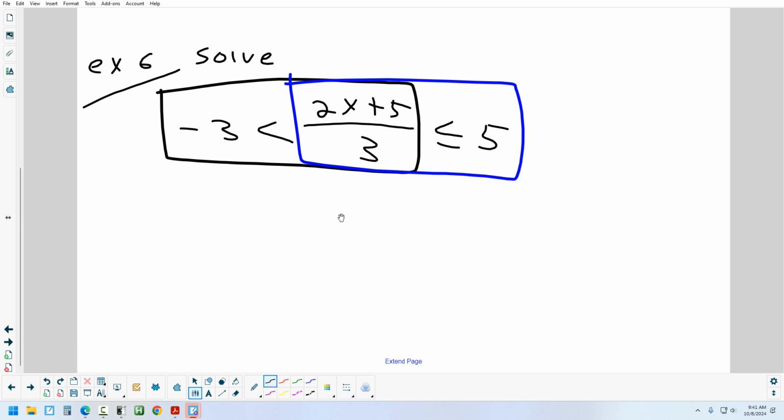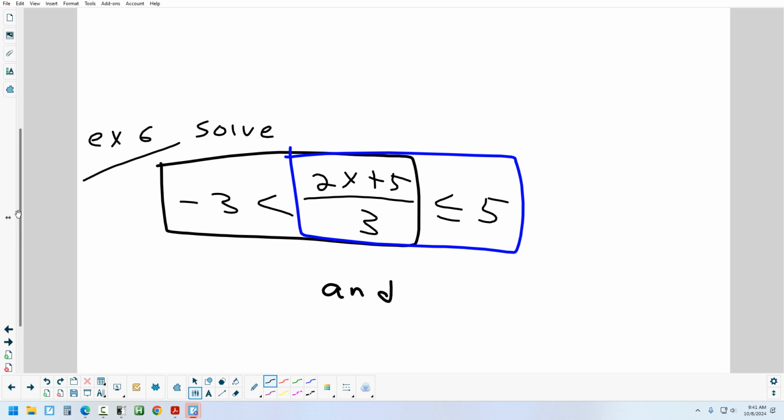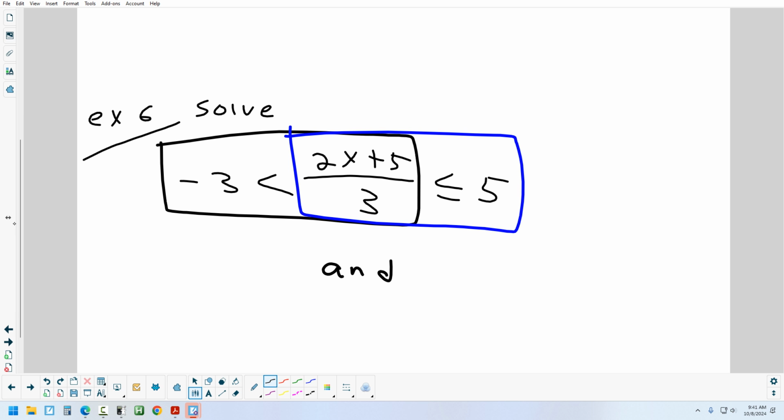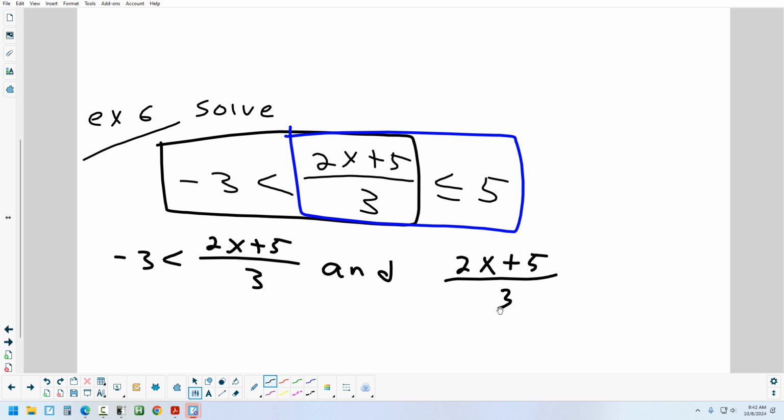So let's put that. And my first inequality is -3 is less than (2x plus 5) over 3. And what's my second inequality? Is it just (2x plus 5) over 3 is less than or equal to 5? Yep. Okay, and now just solve each one.